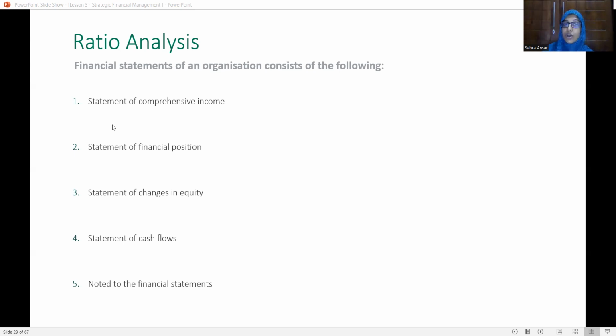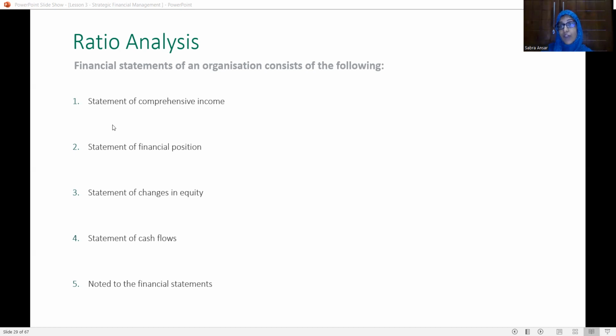One is the statement of comprehensive income. So what is the statement of comprehensive income? It is basically the income statement. One of the names that I use for the statement of comprehensive income is income statement, where you include the income for that particular period and the expenses of that particular period in order to identify the profit and the taxation of that particular company. So basically, that is what the statement of comprehensive income is.